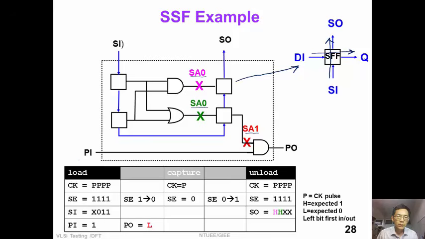When we load the scan chain, we pulse 4 clocks. At this time, scan-enable is held at constant 1. We shift in 4 bits x011. Please note that the left bit is shifted in first. So this flip-flop would be x, this is 0, this is 1, and this is 1. At this time, we apply 1 to the primary input.